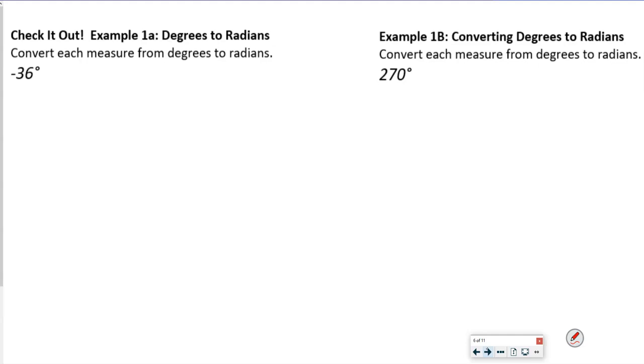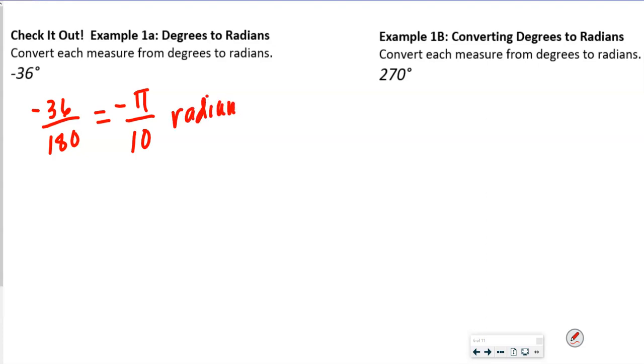So let's see if you guys can do these two. So this one says negative 36 divided by 180. Go ahead and do that. So this one's going to be negative 1 over 10. So that's going to be negative pi over 10, again, radians. Okay, do the next one.